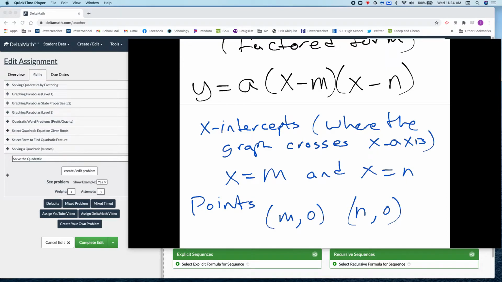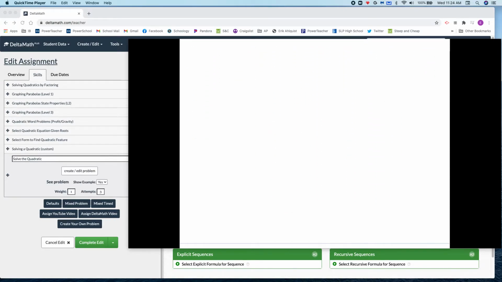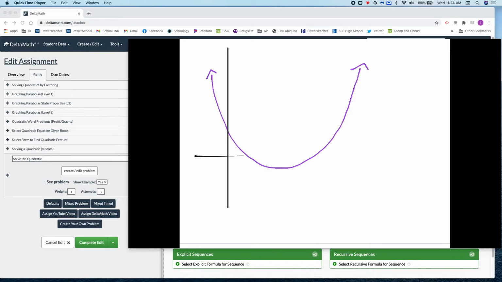Now we've got to talk about what these parabolas look like and what they might give you. So you're going to have a parabola maybe that looks like this. And there may be some axes in there. So let me draw some kind of an axis in here.